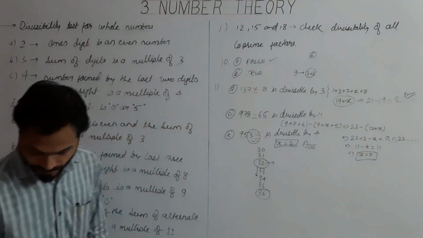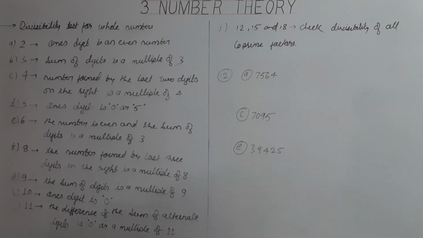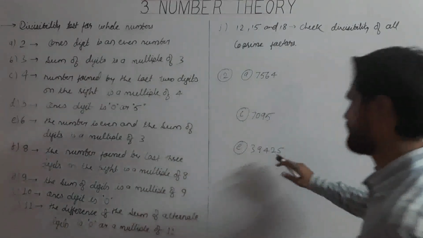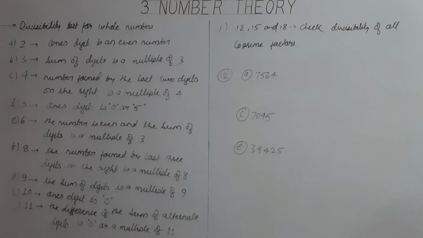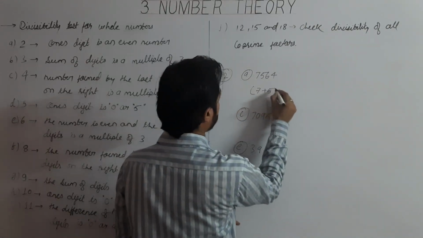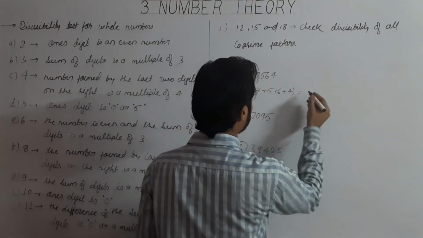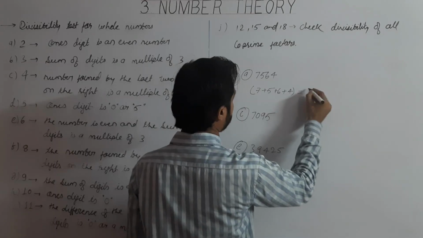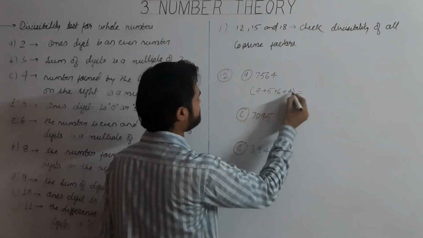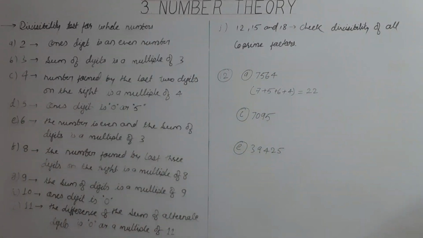11th question is over. Now question number 12. Find the remainder when 9 divides the following numbers. These are the numbers. Now for 9, the sum of digits is a multiple of 9 for divisibility. So 7 plus 5 is 12, 12 plus 6 plus 4 is 10, total is 22. And multiples of 9 before and after 22: first multiple is 9, second is 18 and third is 27.